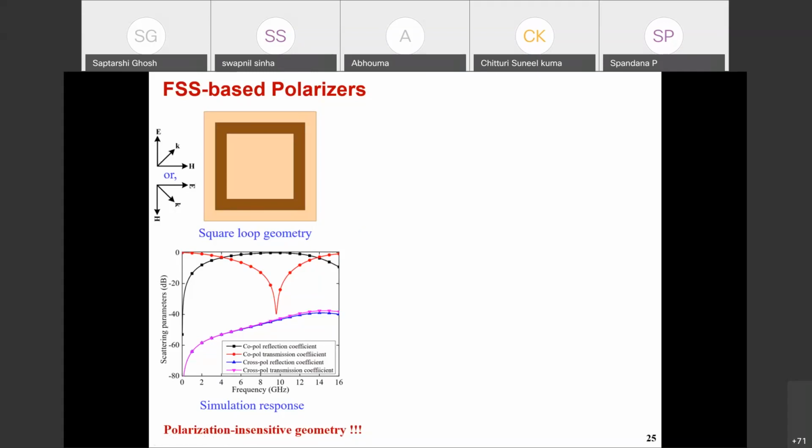When we check this polarization, it is found that the co-polarization response is giving the ideal one, but the cross-polarization response is very small, close to minus 40 dB. So that means the wave which is incident either vertically or horizontally, after interacting with the structure, its polarization doesn't change at all. So this structure is not at all a polarizer, it is simply a band stop filter. Then how are we going to make a structure a polarizer, or how does the polarizer behave?